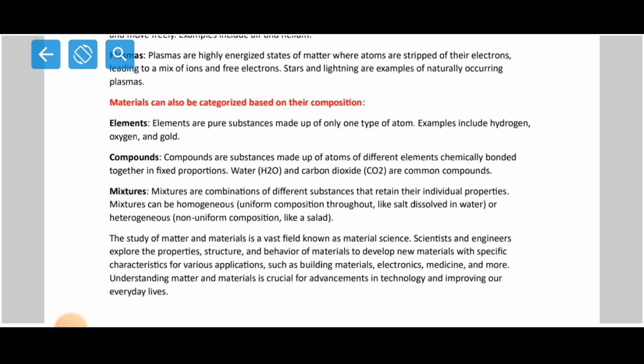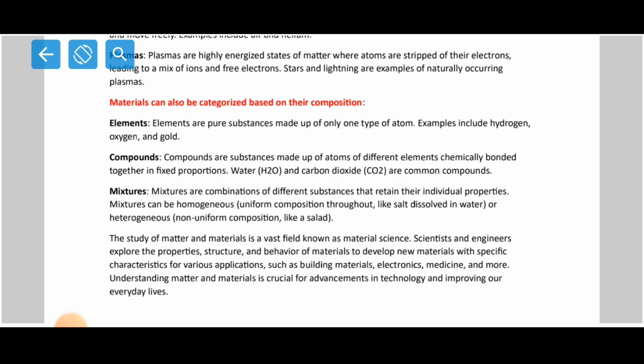Now whenever we are talking about elements, it means that particular material is made up of only one type of element. For example, if we are talking about hydrogen, then only hydrogen molecules or hydrogen atoms will be there. And if we are talking about oxygen, it will only be oxygen, and if we are talking about gold, it will be only gold.